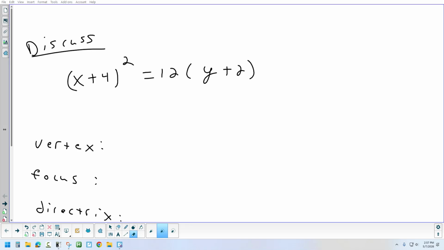All right, so first question we're looking at is for a parabola. We're going to discuss it by finding the vertex, the focus, and the directrix. But the first thing we have to do is get this part in that standard format that we're used to. And what number should always be in a parabola? A 4. So we got to rewrite that with a 4.